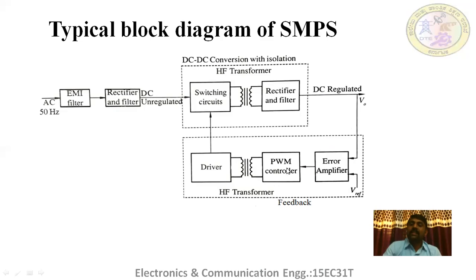This error signal is connected to or supplied to the PWM controller, the pulse width modulator. This is called a variable pulse width oscillator. This oscillator is responsible for generating a control signal that is proportional to the error to drive the control switch. So the clock signal generated by this PWM controller is supplied to the driver.